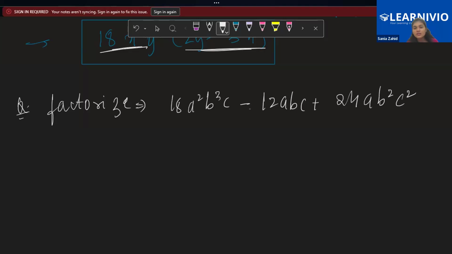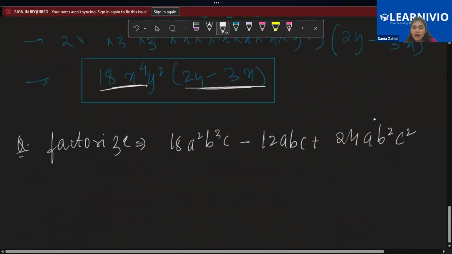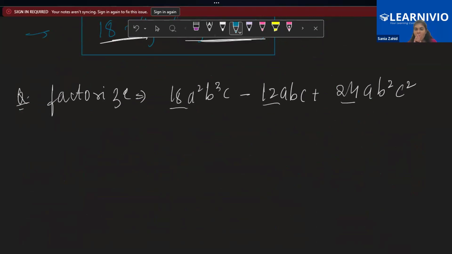Okay, so children, now I'll tell you one thing. See, what can I do further to make the calculation easier? First of all, you calculate the HCF quickly. So HCF of 18, 12 and 24, what is the HCF? Highest common factor you calculate. Ma'am, 2. No, that's not the highest.